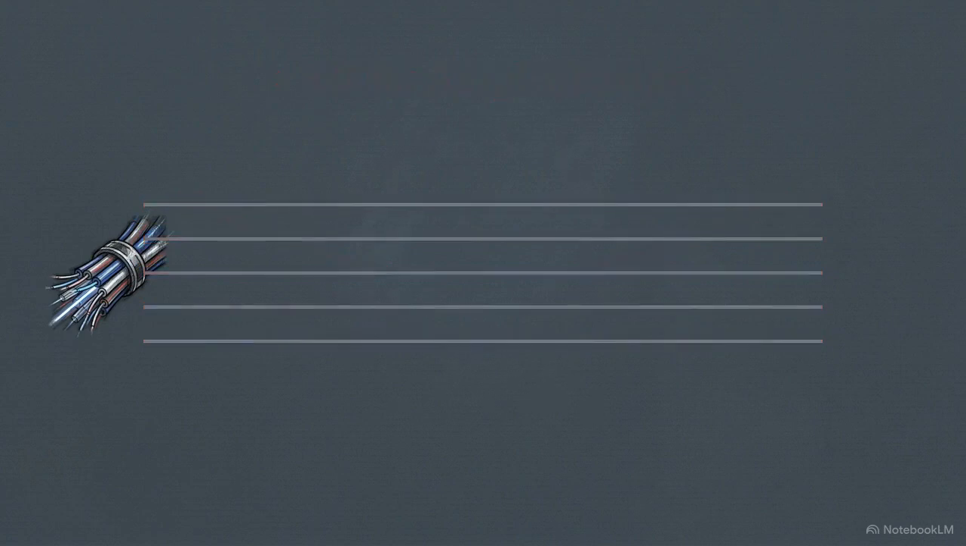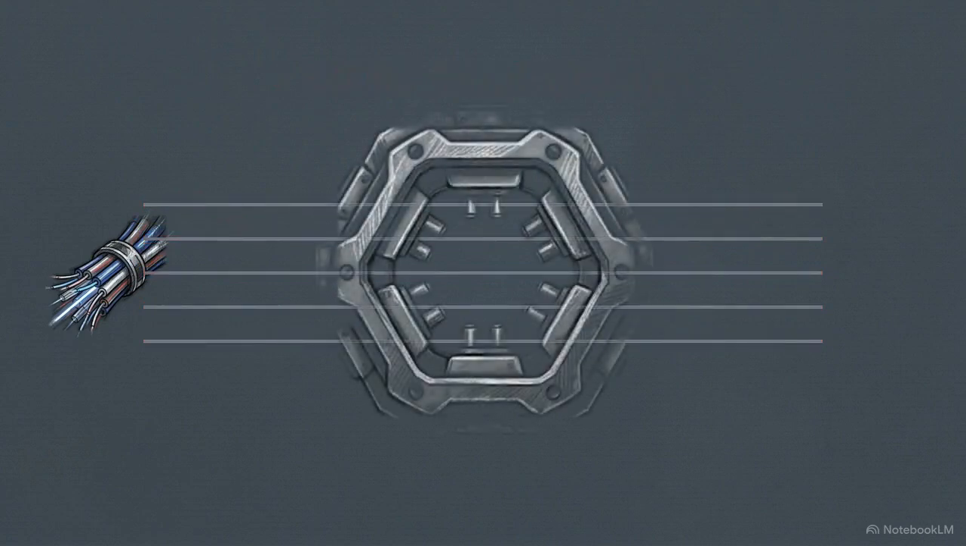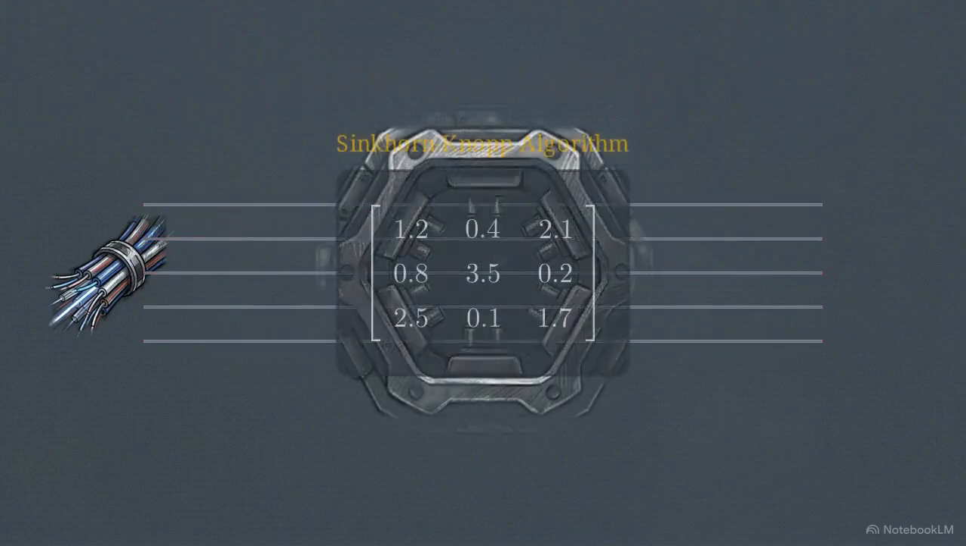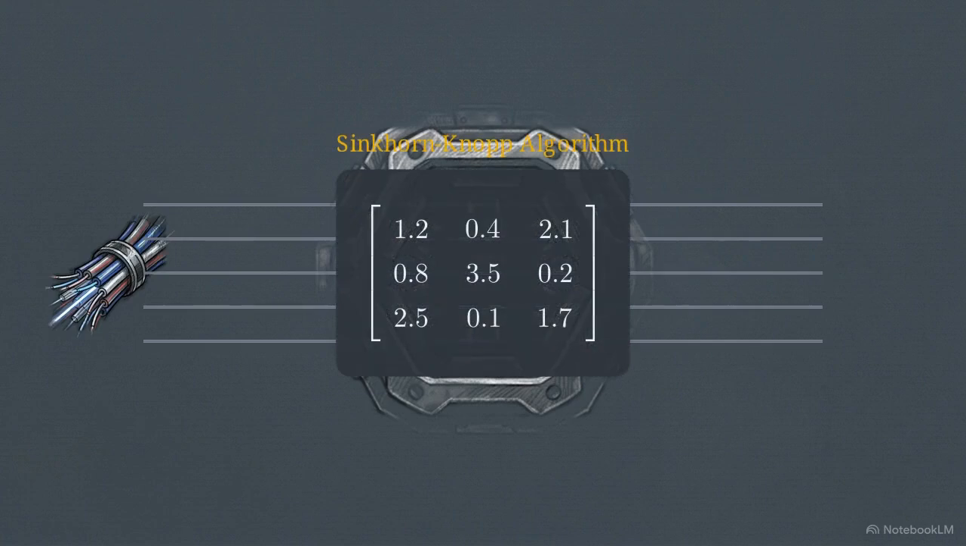DeepSeek addressed this with manifold-constrained hyperconnections, or MHC. The system uses the Sinkhorn-Knopp algorithm to bind residual mapping matrices to the Birkhoff polytope.